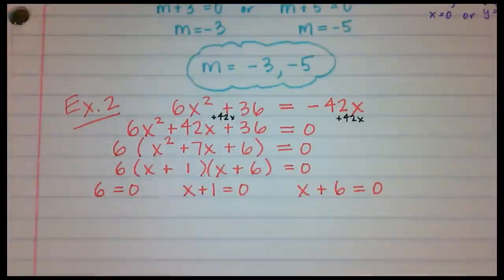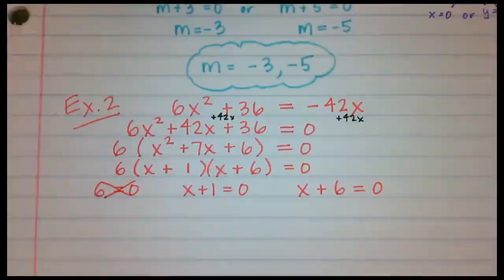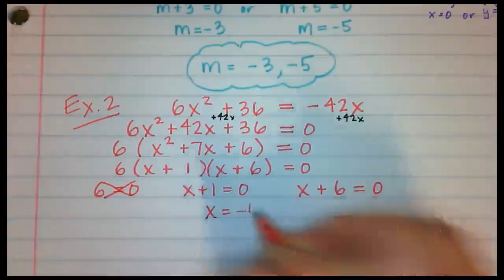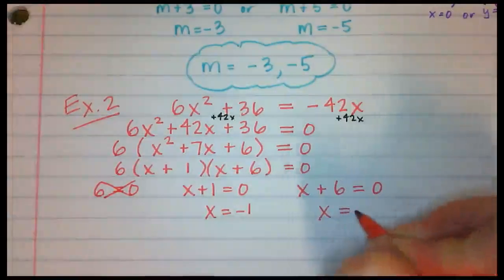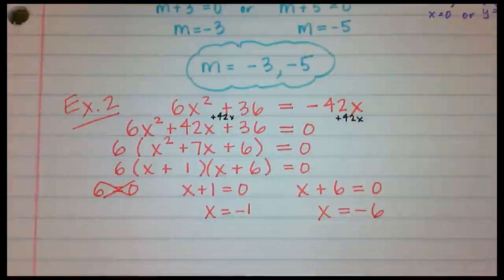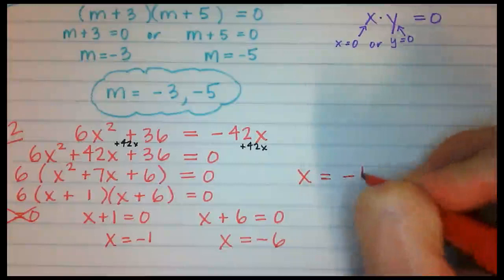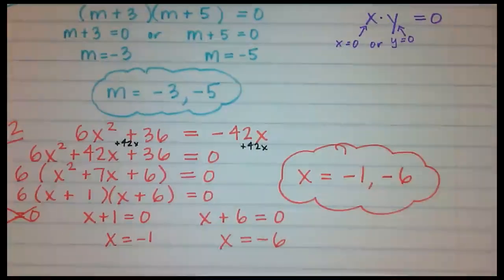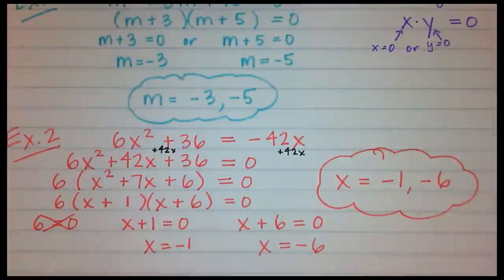So I'm setting each of them equal to 0. There's nothing to solve here, so that one's just eliminated. For this one, we would subtract 1 from both sides, so x is negative 1. For this one, we would subtract 6 from both sides, so x is negative 6. So for this one, my answers are negative 1 and negative 6. And the deal is that it could be either one of those answers, and if we fill them back in, we would check and see that they do in fact work.